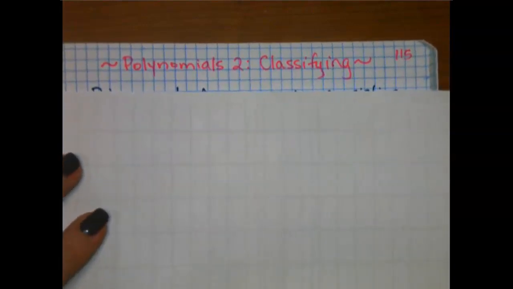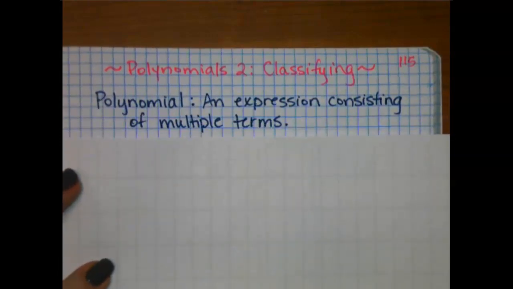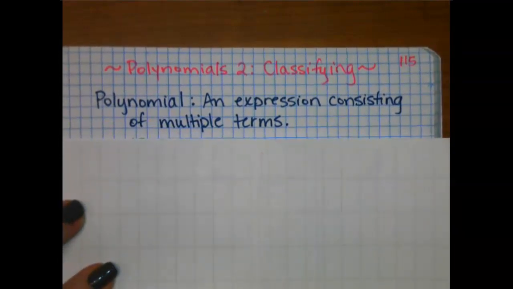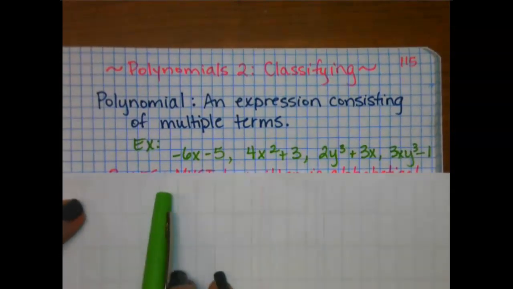Okay, so this is Polynomials 2. This is about classifying polynomials. So, a polynomial is an expression consisting of multiple terms. Remember, we talked about a monomial only has one term. Polynomial just means multiple.